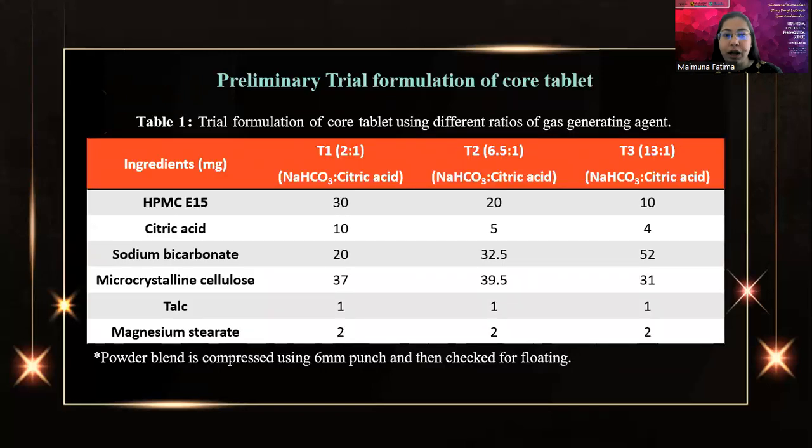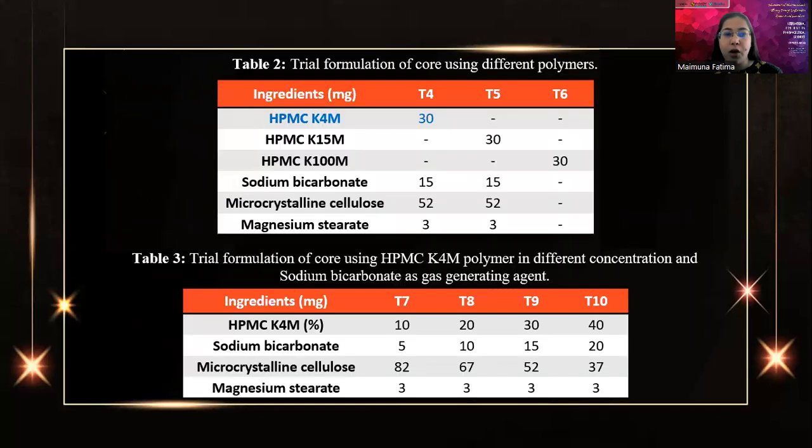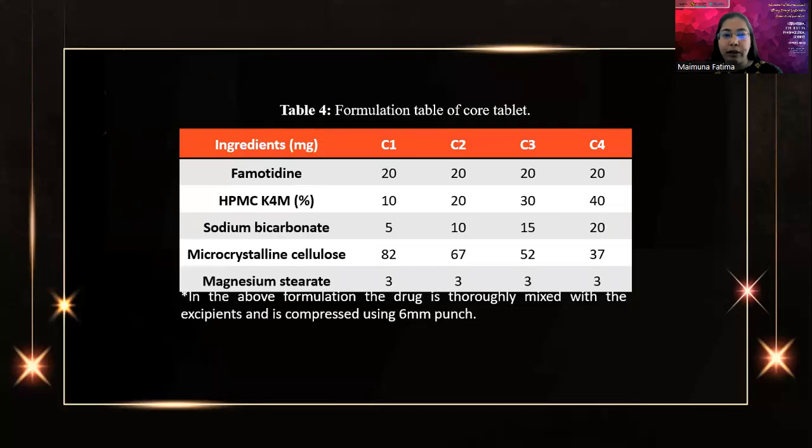For the core tablets, preliminary tests were carried out using different ratios of the gas generating agent, then using different polymers, then with HPMC K4M in different concentrations and sodium bicarbonate as gas generating agent. In all the three cases, the powder blend is compressed using a 60 mm punch and it was checked for floating.